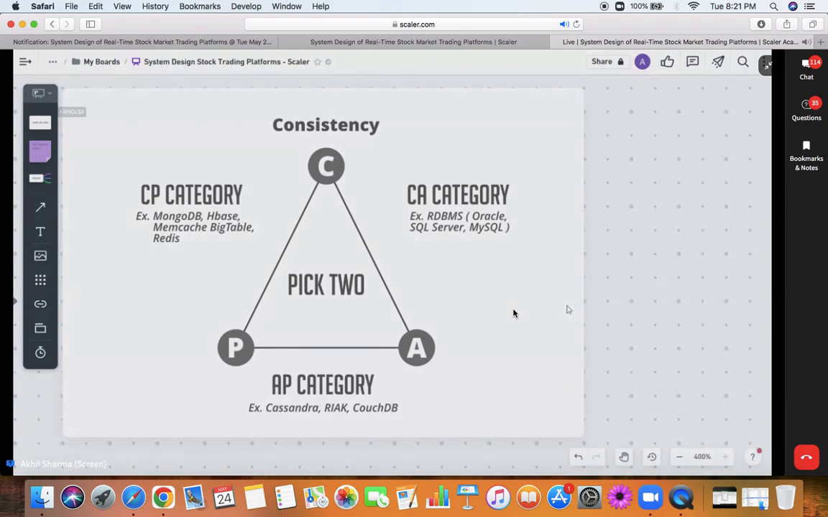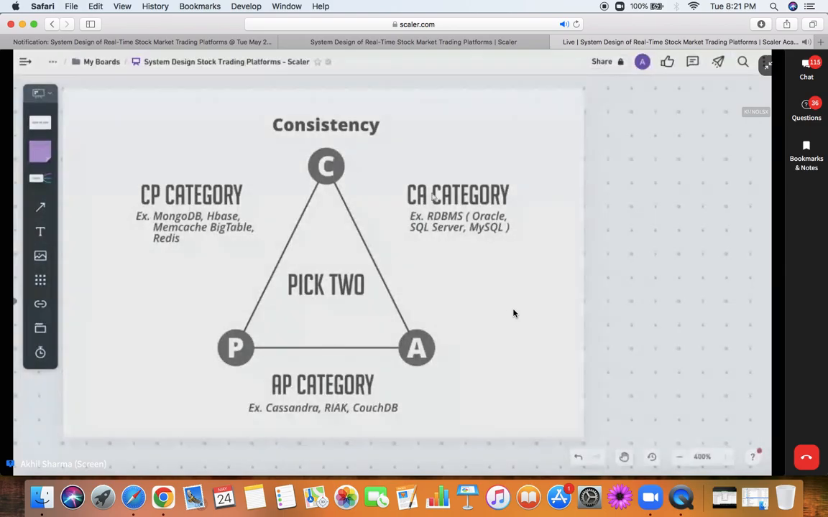Real-time systems, like in our case, which is a stock trading system, it's going to have mostly CA, but we can do a lot of AP also. Now, if we were constrained by just saying that we have a particular type of monolith architecture, if we had just monolith architecture, we would have to pick CA only.